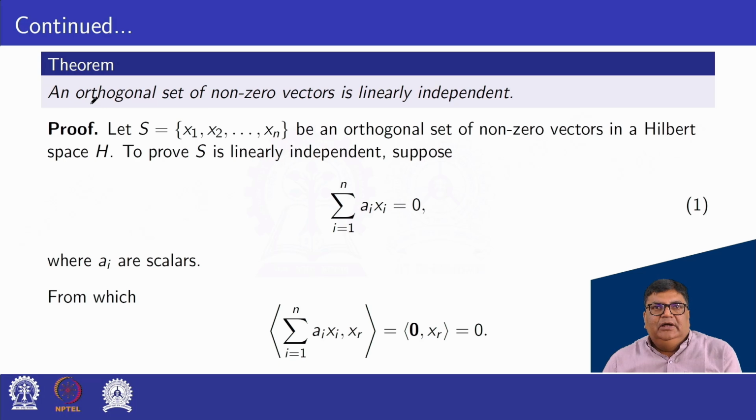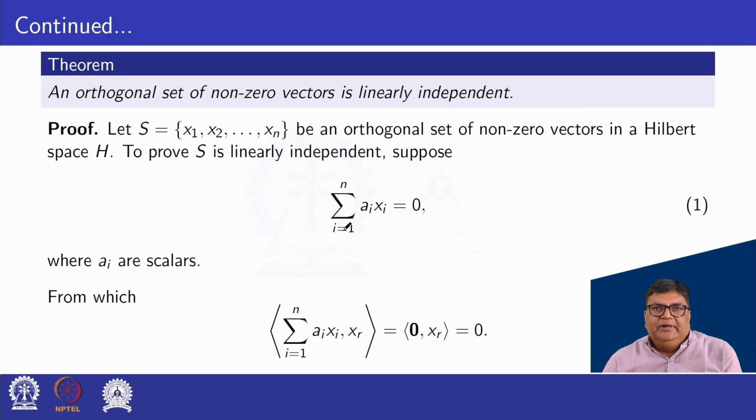Next theorem. An orthogonal set of non-zero vectors is linearly independent. Let S equal to x1, x2 and so on up to xn be an orthogonal set of non-zero vectors in Hilbert space H. To prove S is linearly independent.